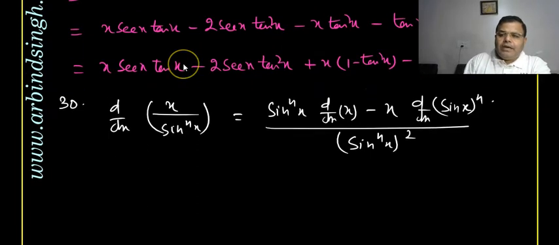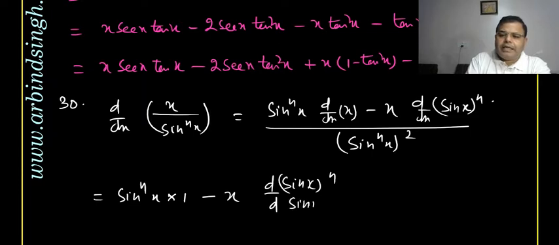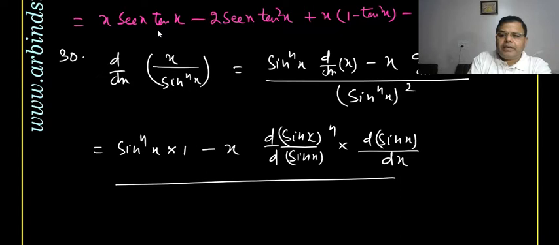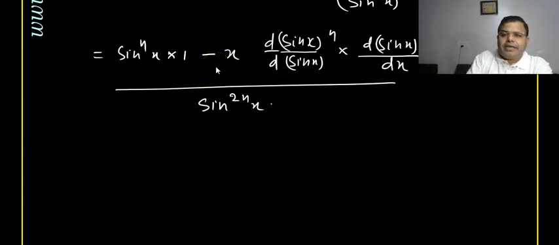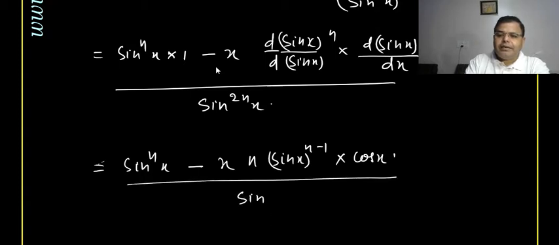So that will come up like sin n x, derivative of this is 1, minus x into d by dx of sin x to the power n. So we will write d of sin x to the power n upon d sin x, into d sin x divided by dx, and the whole divided by sin to the power 2nx. So the things will come like sin to the power n x minus x n sin x to the power n minus 1, derivative of sin x is cos x, divided by sin 2nx.